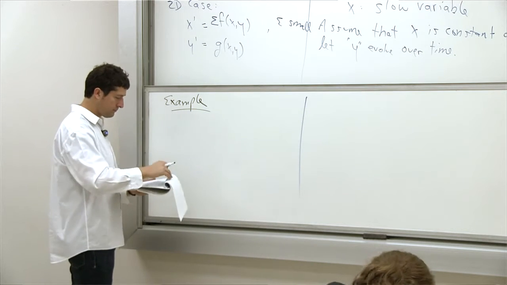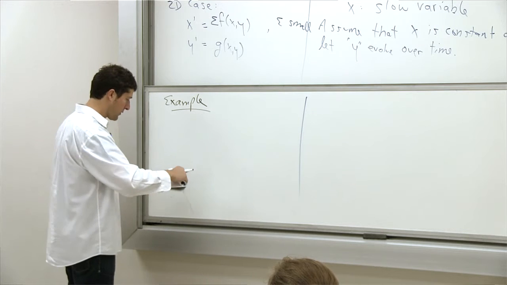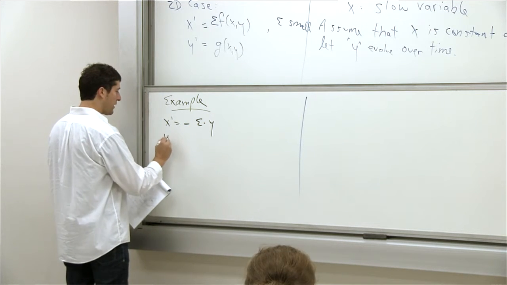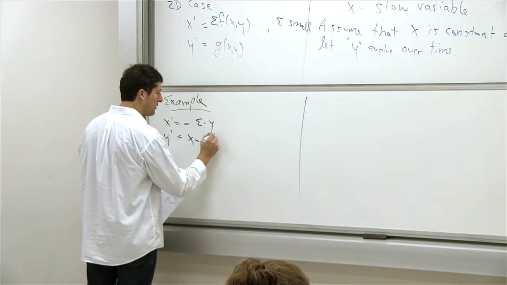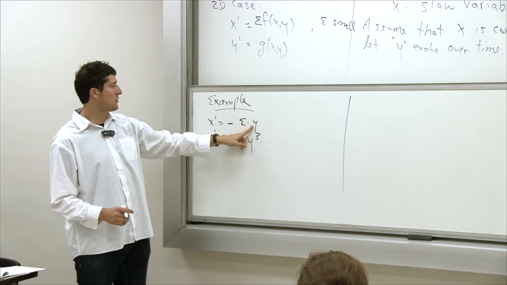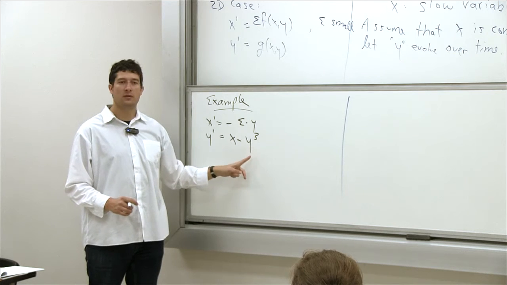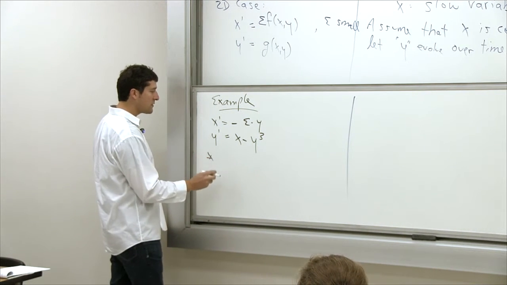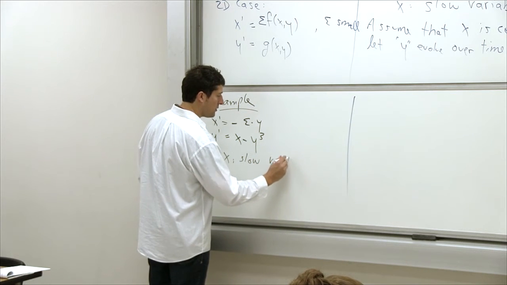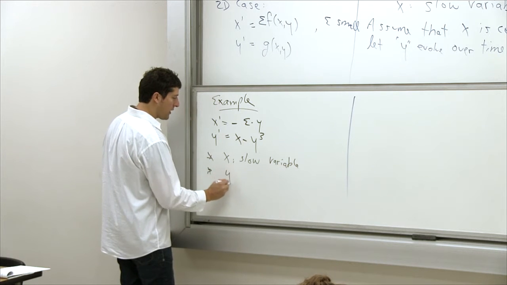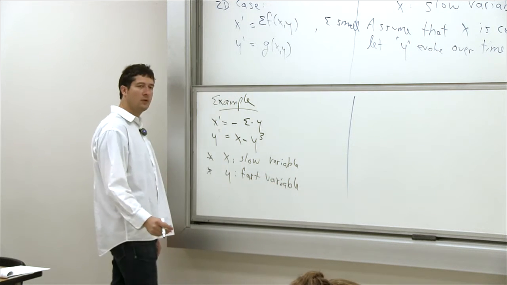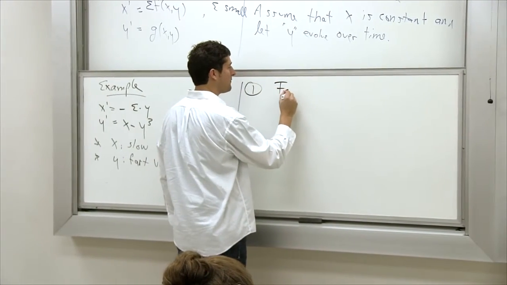Example would be x prime is equal to minus epsilon times y, and y prime is x minus y to the 3. All right, so you can recognize this is a special case of that. In this case, f is just minus y, and this guy is equal to x minus y to the 3. Okay. We still have that the slow variable is x, the turtle, and y is the fast variable, the rabbit. Okay, so let's do the fast timescale first.